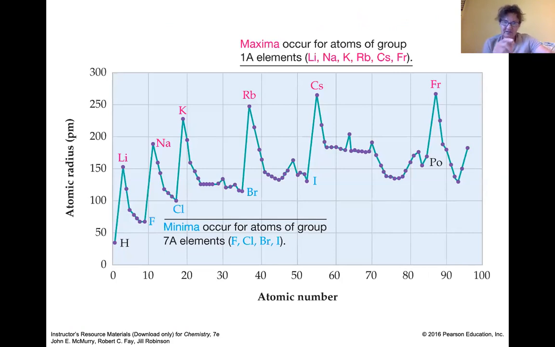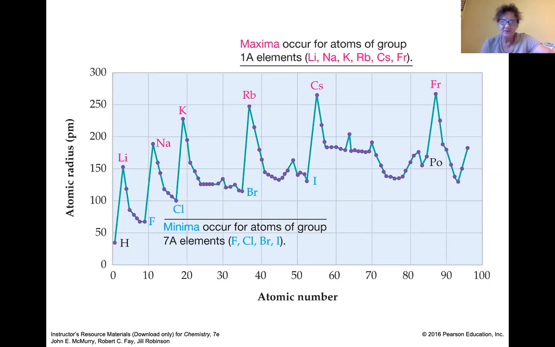And so what happens is you go across a period. Remember, a period is a row, from lithium to fluorine. The atoms get smaller, even though you're adding more electrons. And the same thing is true across the period from sodium to chlorine, potassium to bromine. There are little glitches in there, which we can also understand by understanding the electron configuration, so the atomic structure.